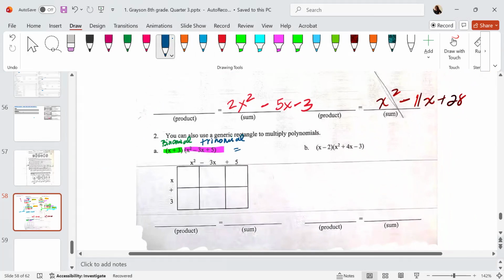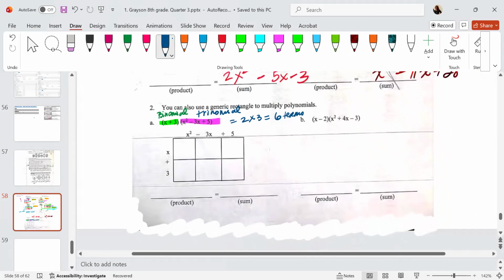Trinomial. So it's a 2 times 3, which is what? 6, right? So instead of having 4 terms, you have 6 terms. So one way of doing it is by using this box. It's a 2 by 3 box. Do you see that? And do you see how in there there's 6 squares? So you have 6 terms, right?